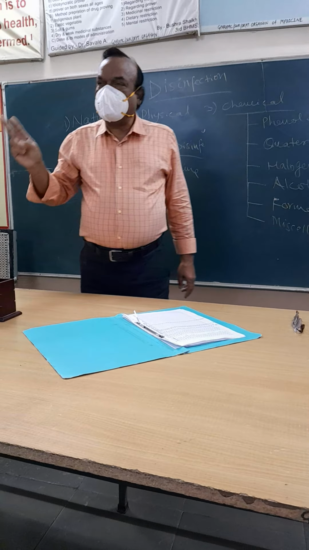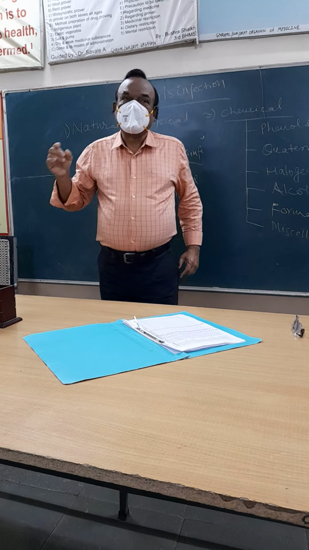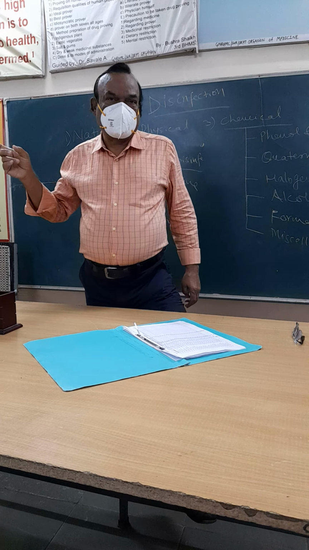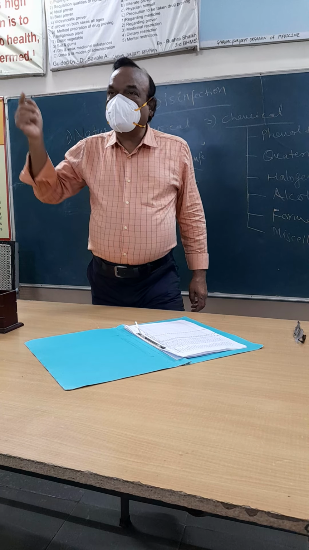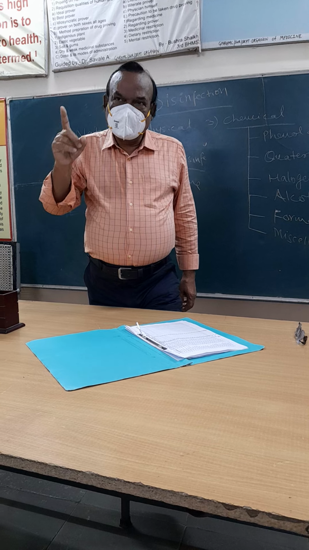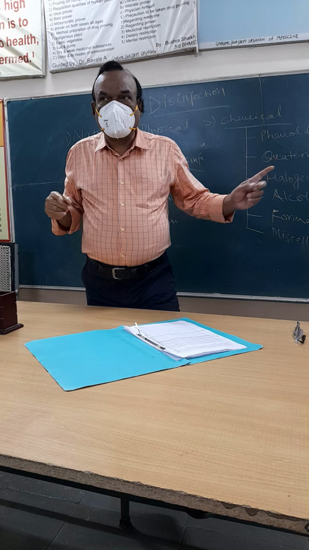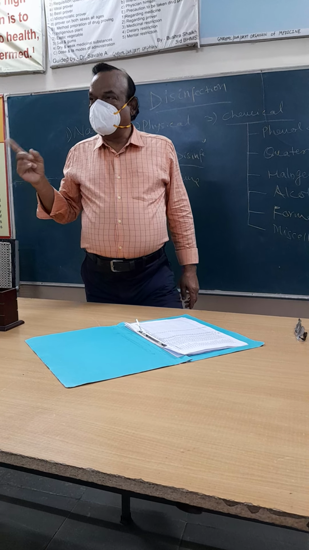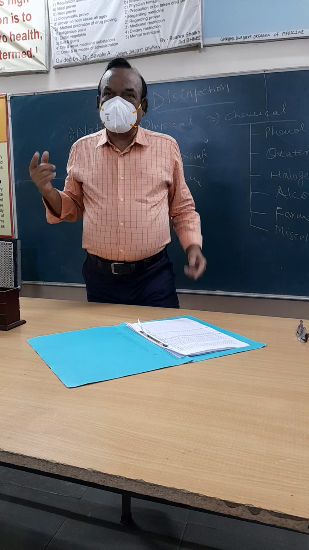Now the alcohol. There are two types of alcohol. Number one is methyl alcohol and the other is ethyl alcohol. The alcohol which is used for drinking purposes is ethyl alcohol. Methyl alcohol is never consumed because it causes blindness.